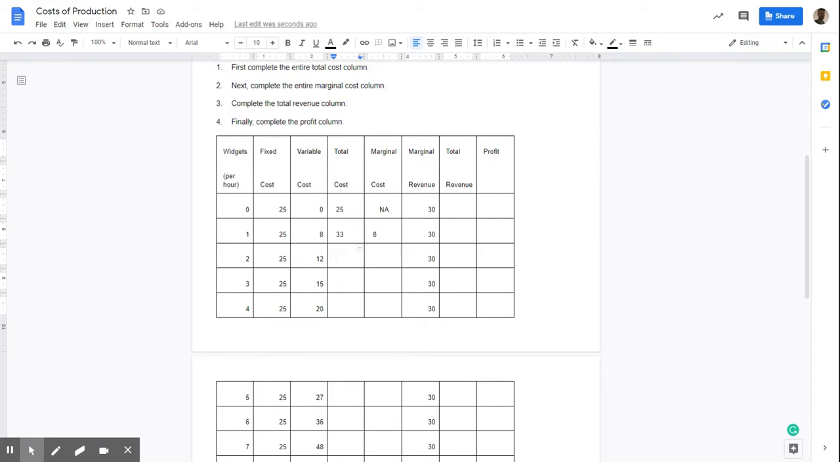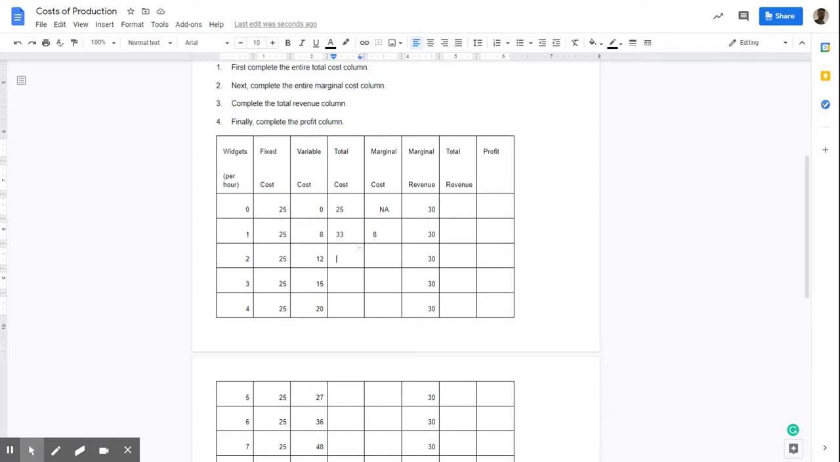The total revenue is going to be the marginal revenue times total units. So, for instance, total revenue here is marginal revenue 30 times 0 produced. So 30 times 0 is going to be 0. And then for this next step, it is going to be 30 times 1, so this would be 30. And this one here would be 30 times 2, which is 60, and so on.